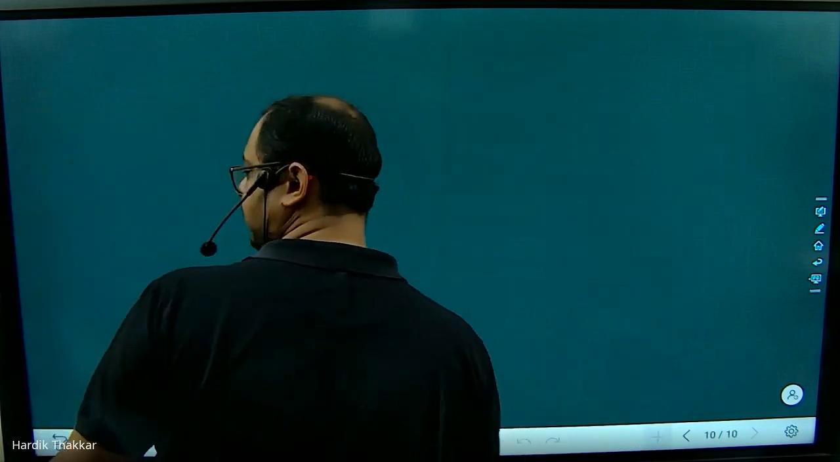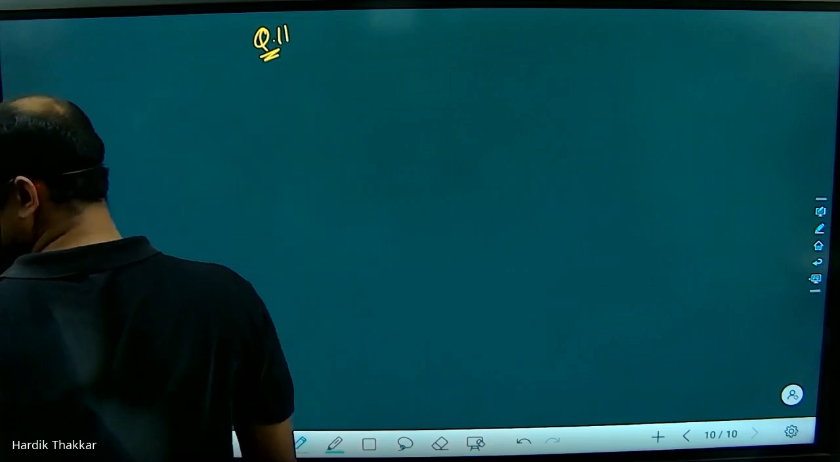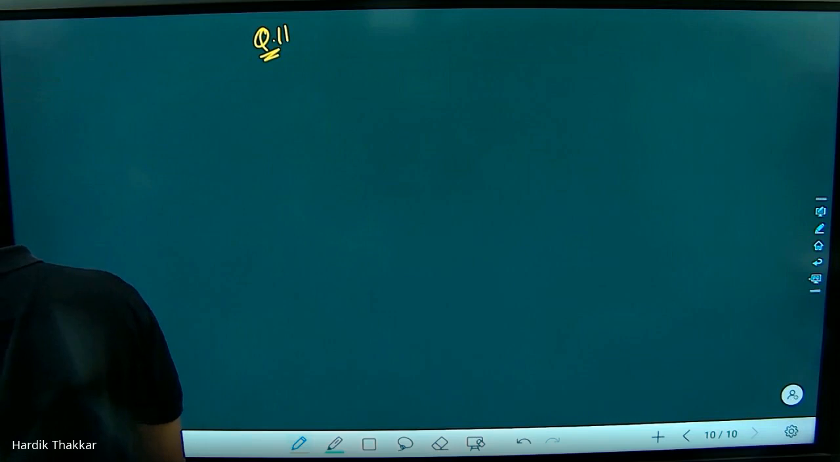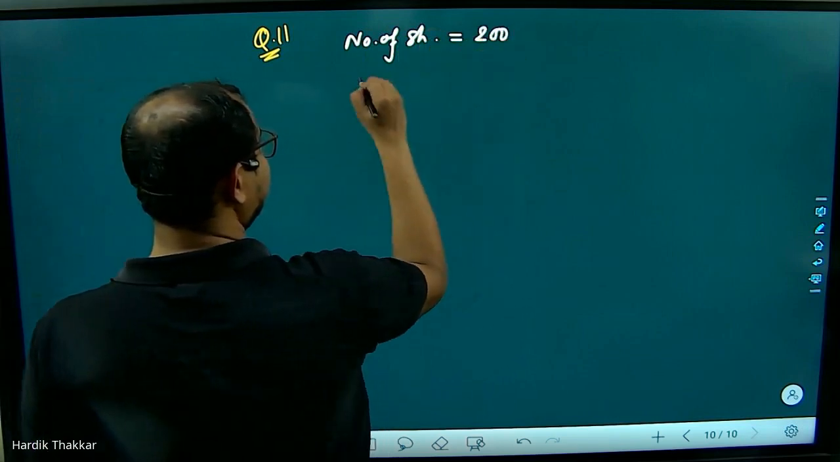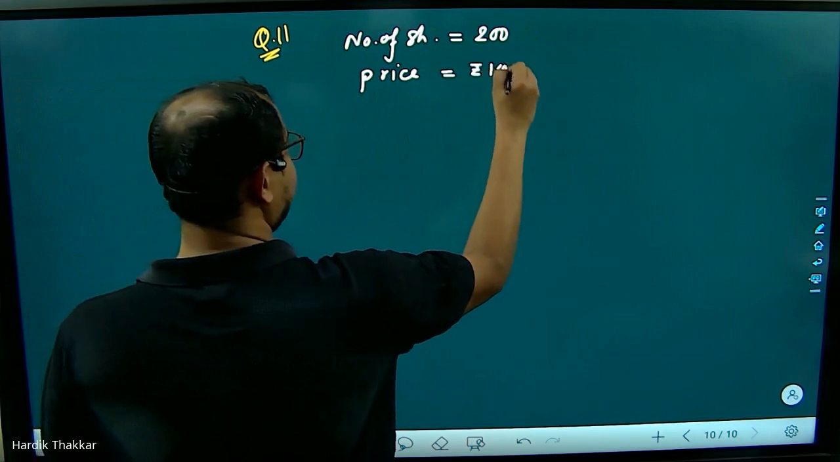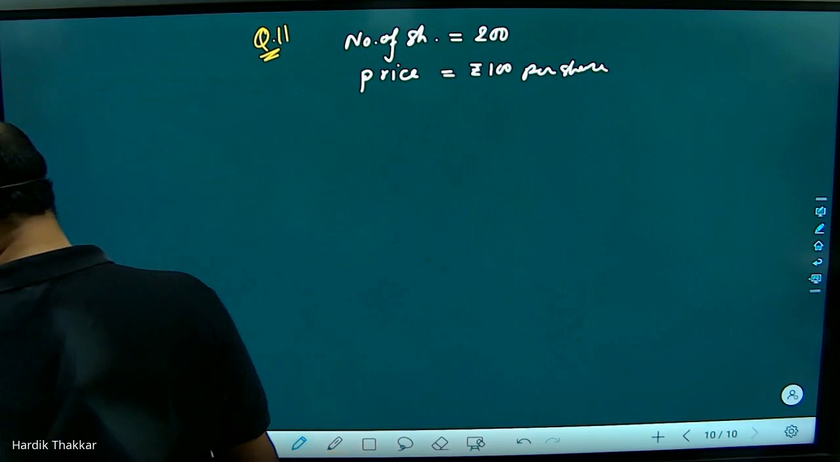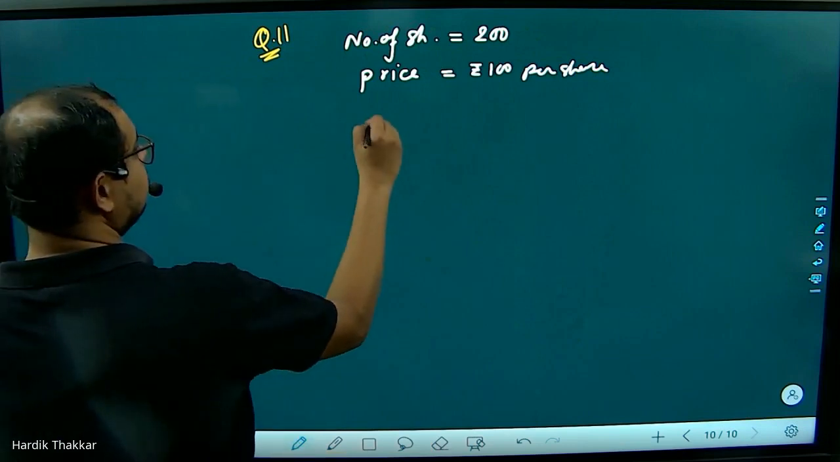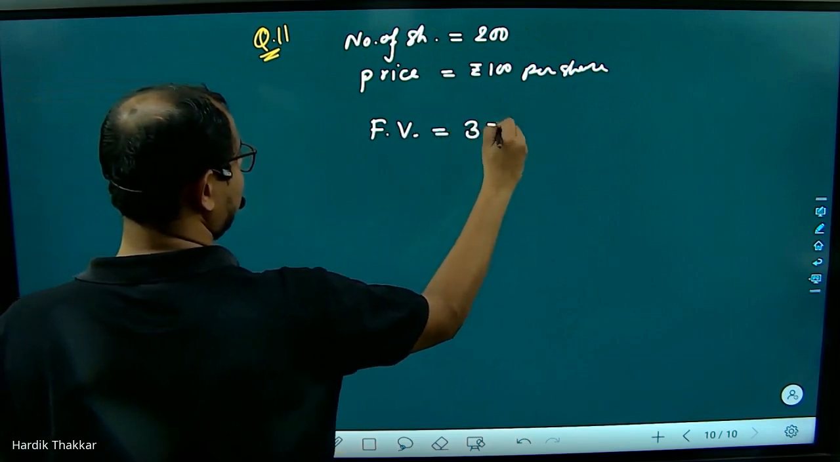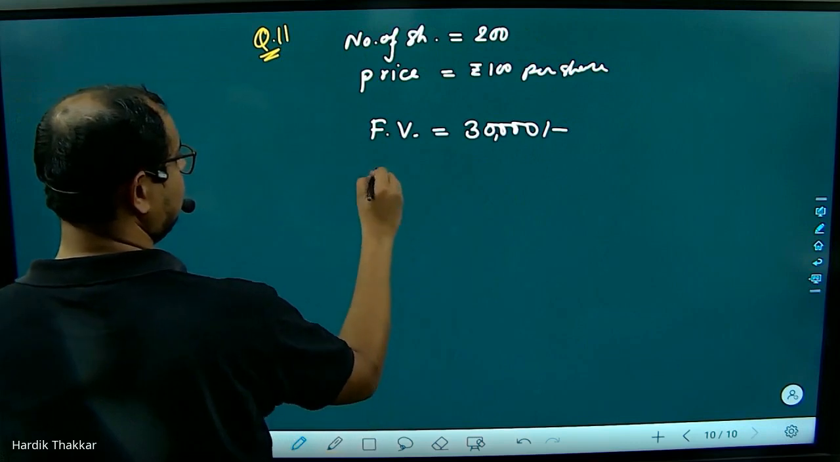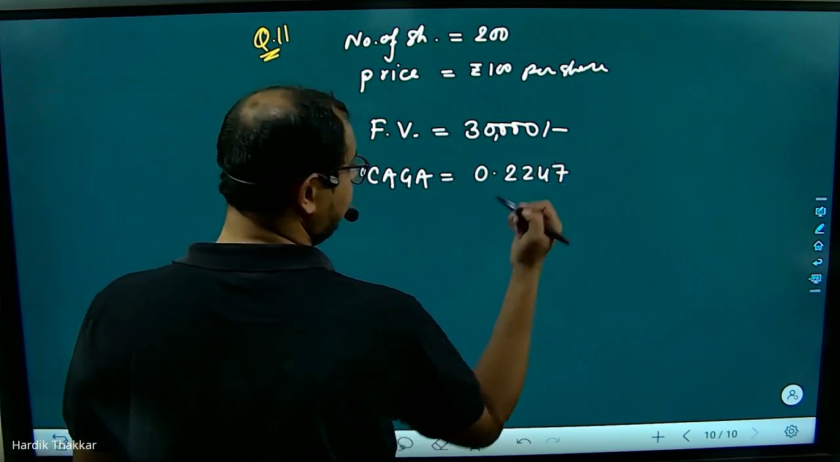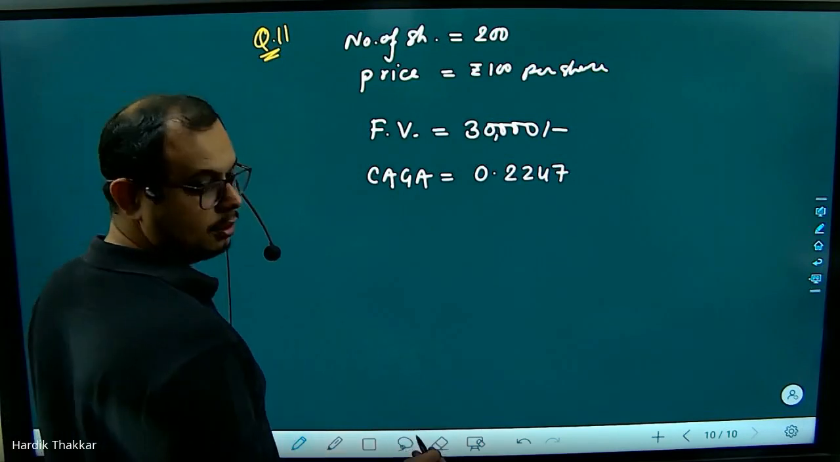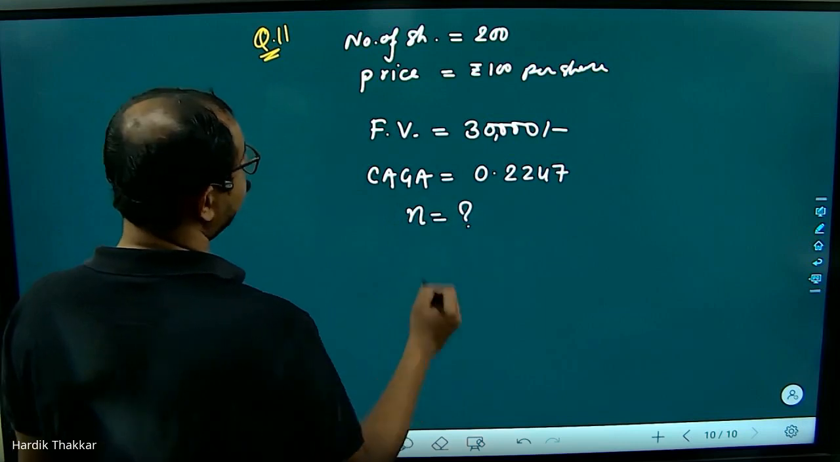नेक्स्ट क्वेश्चन पे जाए, क्वेश्चन नंबर 11। ओके, सो क्वेश्चन नंबर 11 एक बार पढ़ना, क्या लिखा है? सो नंबर ऑफ शेयर उसने कितने परचेस किए? 200। किस प्राइस पे परचेस किए? ₹100 पर शेयर। हाँ, सो हिज फ्यूचर वैल्यू वाज ₹30,000। ओके, CAGR is 0.2247। ओके, ओके, number of shares equals to question mark.